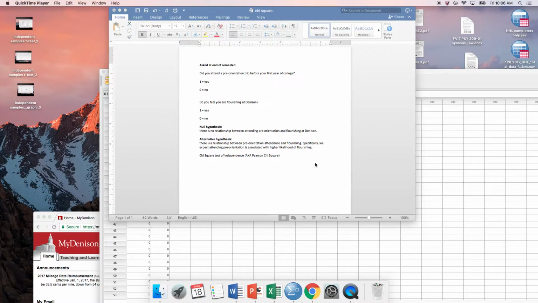Our alternative hypothesis, or really the reason why we're doing the study, is because we expect that perhaps there is a relationship between attending a pre-orientation and flourishing at the end of your first year. Specifically, we think the direction of this relationship is that if you attend a pre-orientation, you're more likely to report that you're flourishing. You might also see this test of independence listed as a Pearson chi-square. They're referencing the same kind of test.